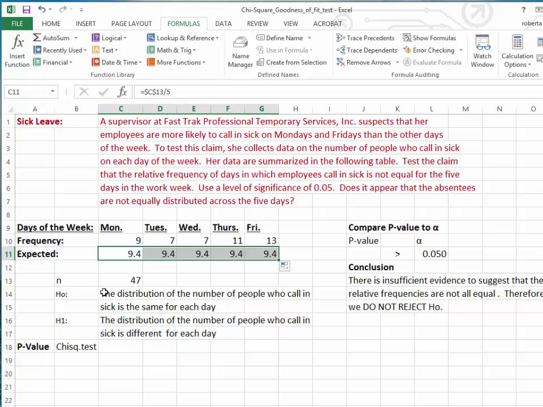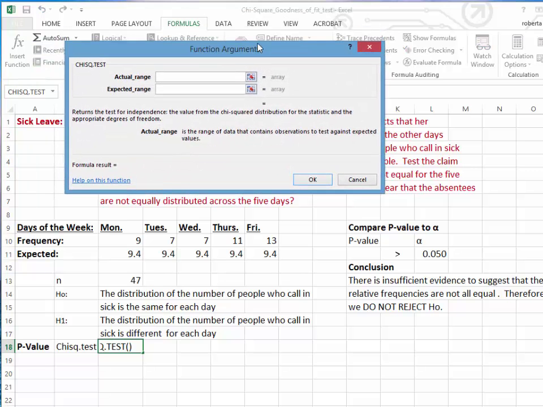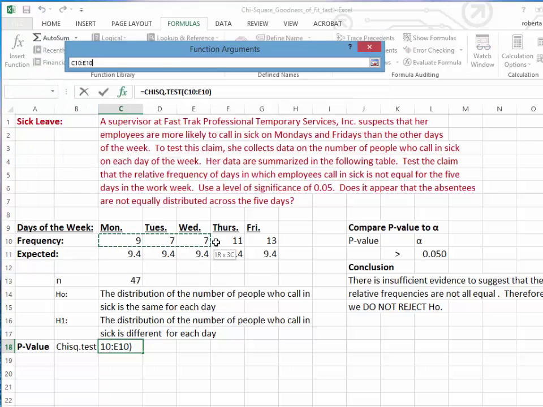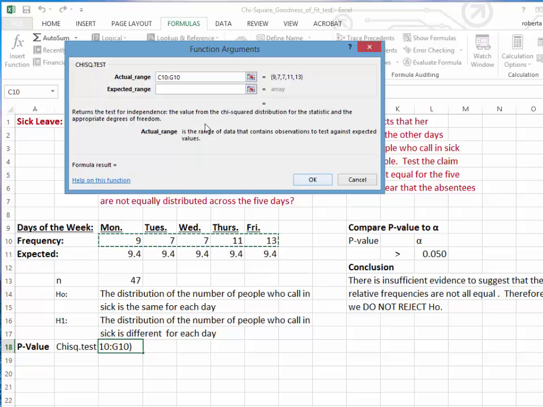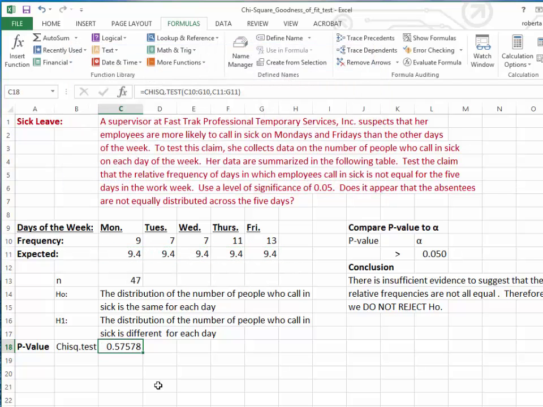Now, we state our hypothesis test, saying the distribution of the number of people who call in sick is the same for each day, versus it is different for each day. Again, we go into our chi-square test, and we can go to recently used since we have already done that. The actual range goes from as low as 7 all the way up to 13. We have the expected number, which is 9.4 every single day. And that tells us about 58% of the time, it'll be approximately the same.